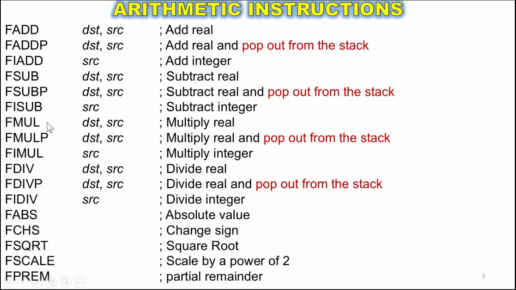Another is FMUL destination source. It will multiply the values of destination and source, and store the product to the specified destination. Another is FDIV destination source. It will divide the value of the destination by the value of the source, and the quotient will be stored to the specified destination. Another, it will calculate the absolute value using FABS. Another, it will calculate the square root using FSQRT, and so on.